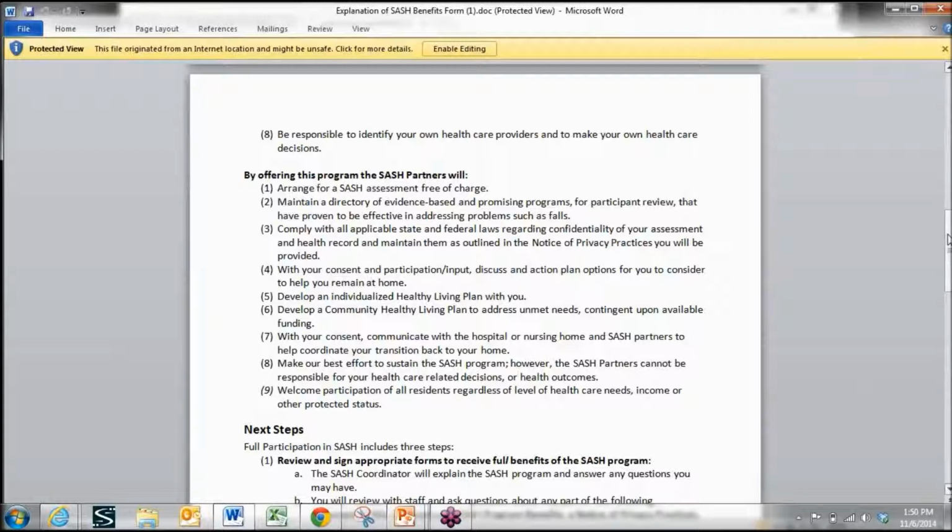So that's what the next section is about, explaining what the SASH partners will do for them. That we're going to do an assessment with them. We're going to provide evidence-based and promising programs. We're going to be able to get input, of course with their consent, from the full team and do some action planning with them to help them remain at home. We're going to develop this individualized healthy living plan with them. We're going to help to coordinate safe transitions home and so forth. So it just lets them know what they're going to get out of it.